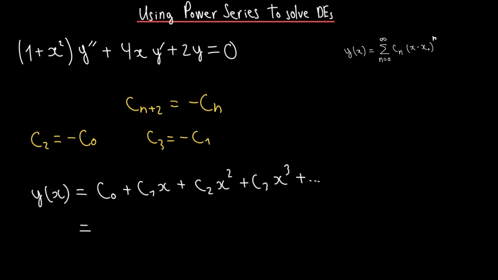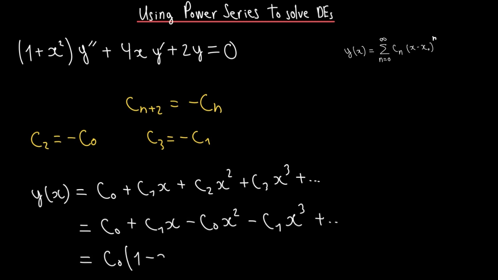Well, C0 and C1 are arbitrary constants, but we can express C2, C3, and the subsequent terms in terms of our arbitrary constants. And so we have C0 plus C1x, and C2 we know is equal to negative C0, so negative C0 x squared minus C1 x cubed. And so what we do is we factor the C0s and the C1s. And so we get C0 times 1 minus x squared plus etc., plus C1 times x minus x cubed, and so on.